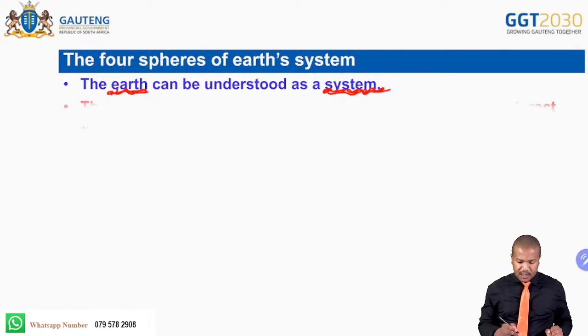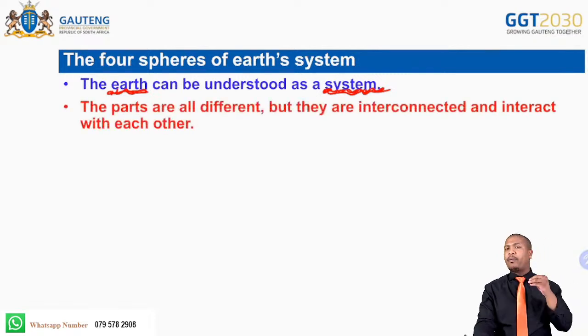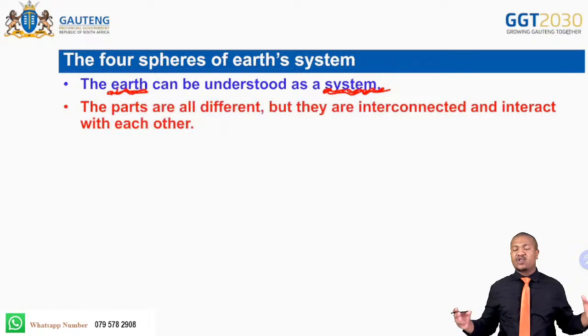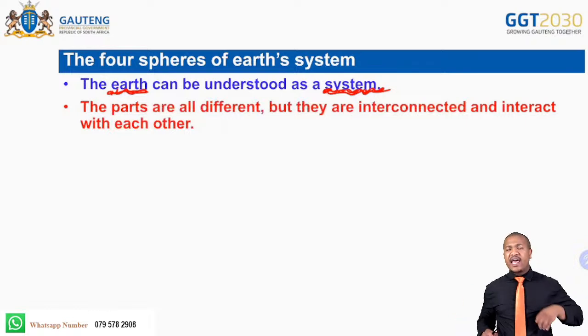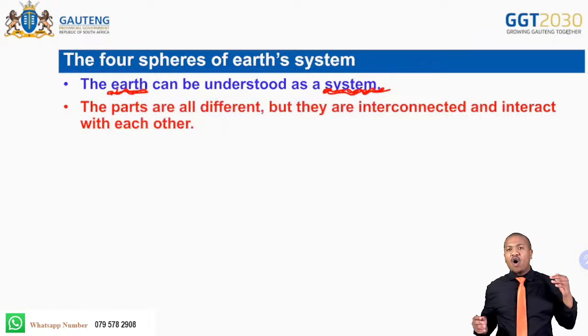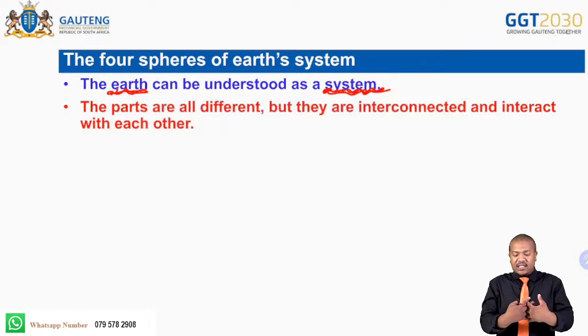Are we together? All these parts are different from one another, but they are all interconnected and interact with each other. They have different structures, probably, and different compositions. They are different from one another, but they are all interconnected and depend on one another, and they interact with each other.